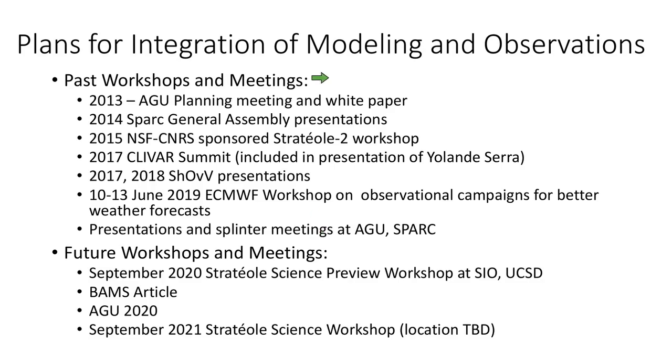And then this is some of the past workshops and meetings that we've had to make the people outside the direct collaboration aware of what's going on with the Strateole-2 program. And we're planning to have an early science preview workshop at Scripps in September 2020, where we'll get a look at this campaign validation data and hopefully some of the science that came out of that.